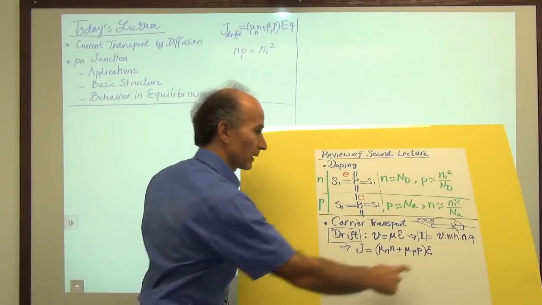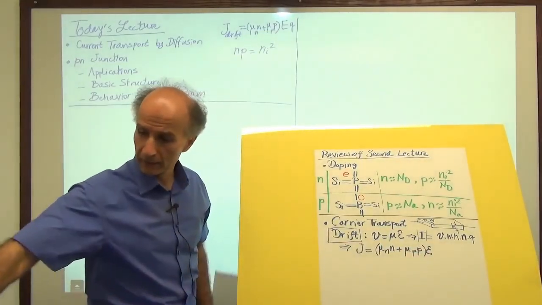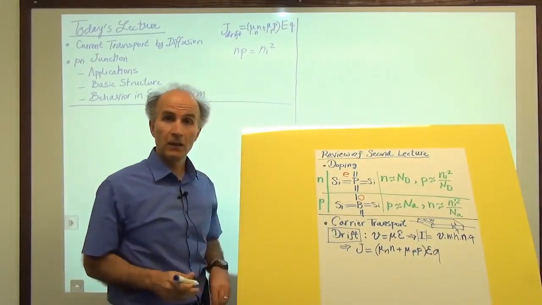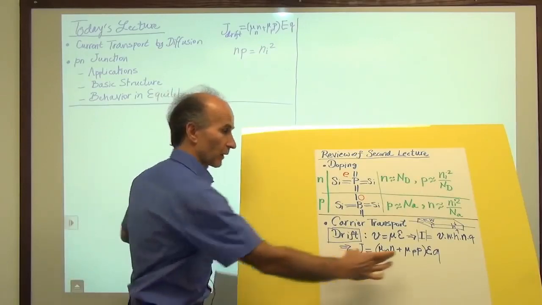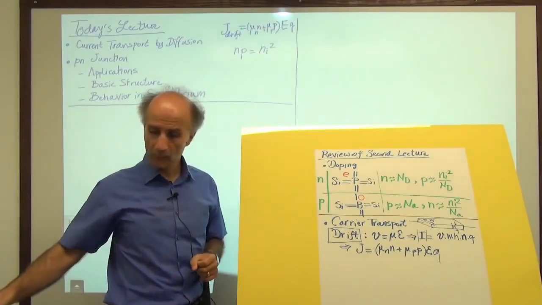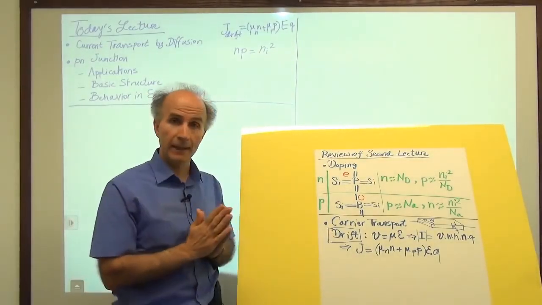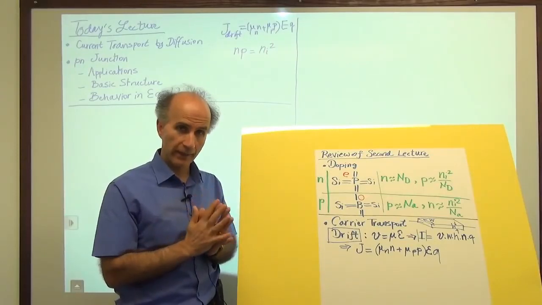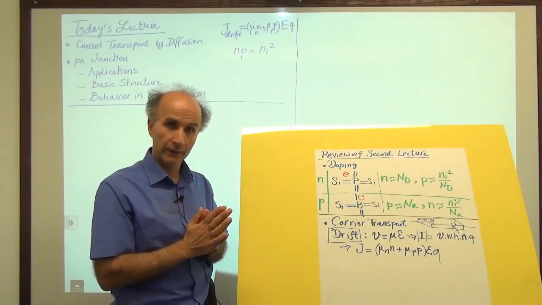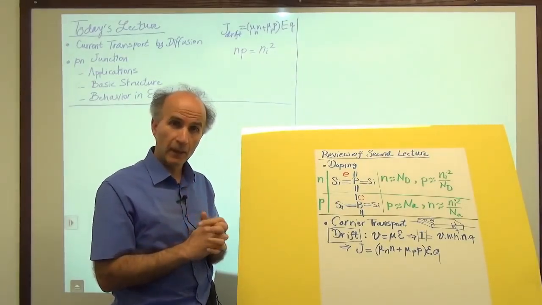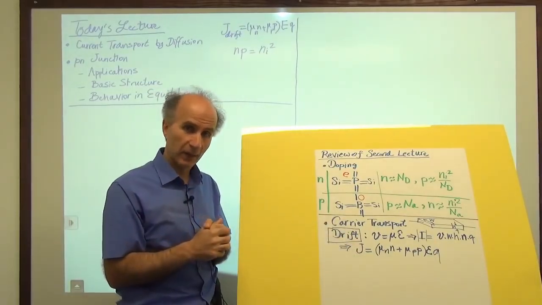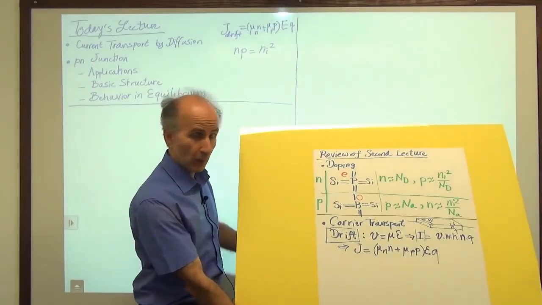Now, I think I forgot one term here. We need to add a Q term here. So let me make sure that I don't forget that. We need to multiply this by the charge of one electron so that the overall expression is in amperes per square centimeter. Okay, so this is one mechanism for current conduction in a semiconductor. There's an electric field, there's a velocity, there's current. But there's another mechanism that does not even require a voltage or an electric field, and that is called diffusion. So today we will talk about diffusion.